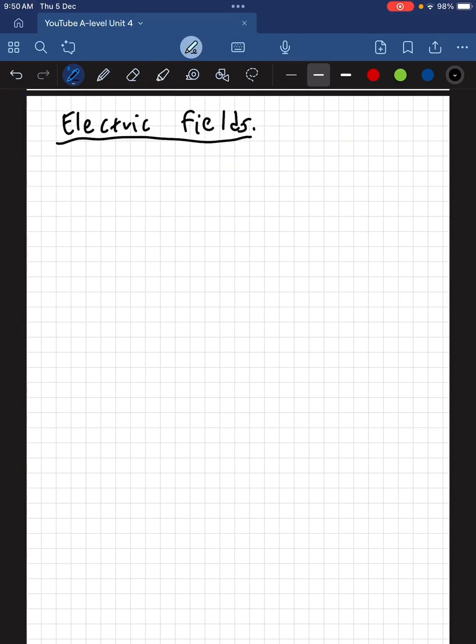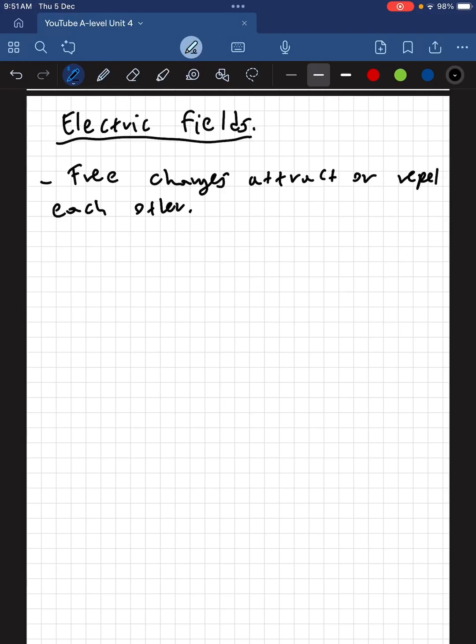So what happens when we have free charges? If we have free charges in space, they will either repel each other or attract each other depending on their polarity. We have two types of charges, positive and negative, okay? So let's write this general statement down. Free charges attract or repel each other. Okay, so let's write this down.